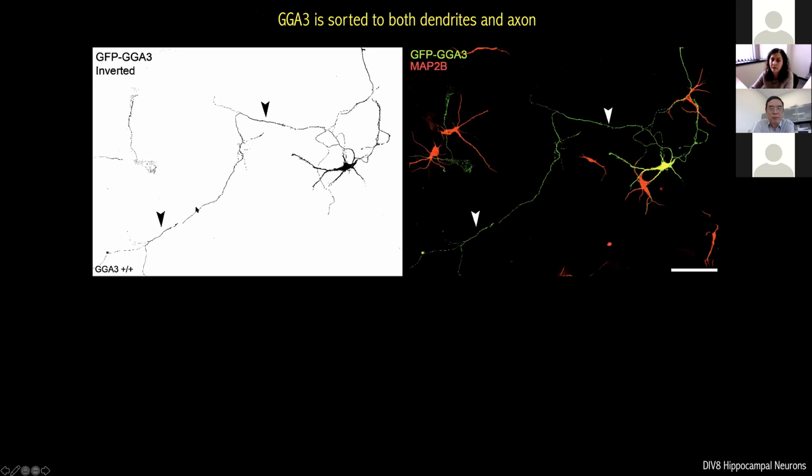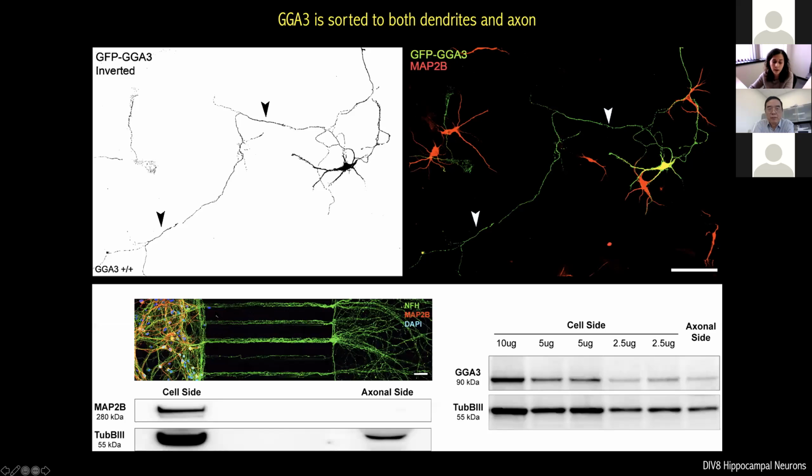In order to verify that even the endogenous protein was distributed in this way, we polarize our neurons in microfluidics devices, obtain and lysate the cell side and the axonal side, and we run a Western blot of these two separate fractions. And this allowed us to demonstrate for the first time that even Gga3 at the endogenous level, so the endogenous protein, is in fact present in the axonal compartment of neurons.